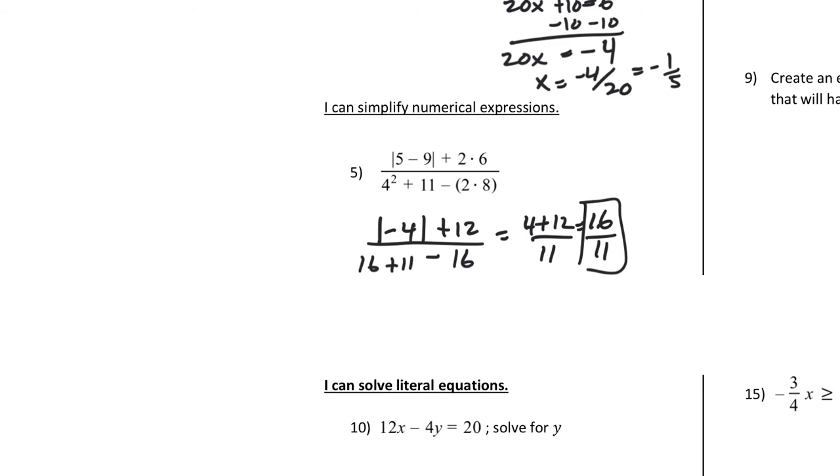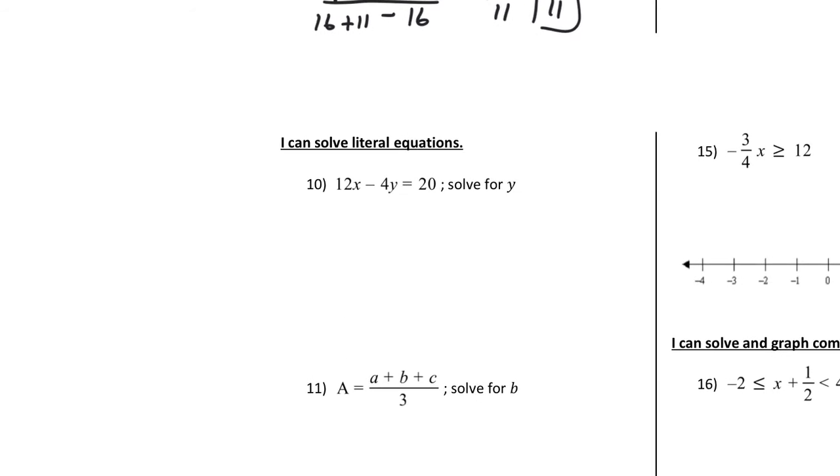Yeah, just keep it improper. Why not? Okay. Solving literal equations. Got to solve this for y. I'm going to want to isolate y, so that means I'm going to subtract 12x from both sides. And I'm left with negative 4y is equal to negative 12x plus 20. I can't add these two terms together. I can only write them next to each other. The last step is to divide by negative 4.